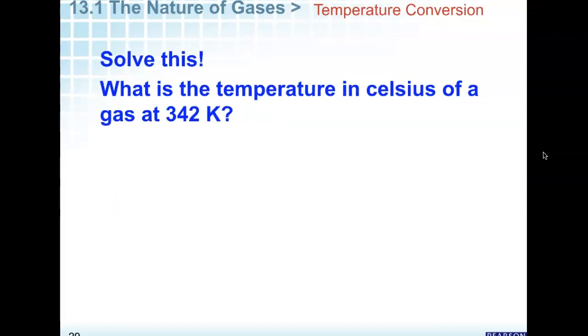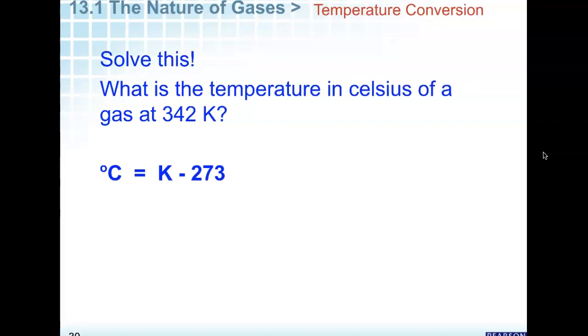So let's have you try this one. What is the temperature in Celsius of a gas at 342 Kelvin? So pause the video and go ahead and solve for that. Again, I think you're very successful in knowing you have to use the degrees Celsius equals equation. You'll plug in 342 for Kelvin, and then you will end up with 69 degrees Celsius as your end result.